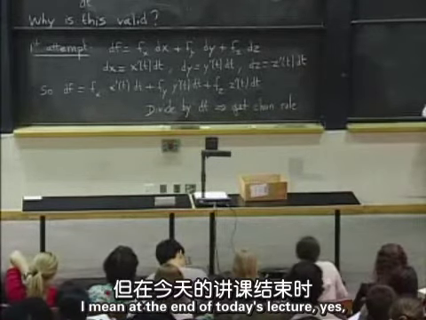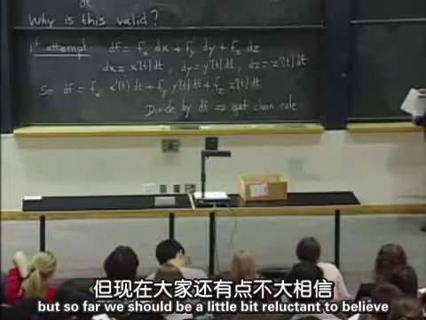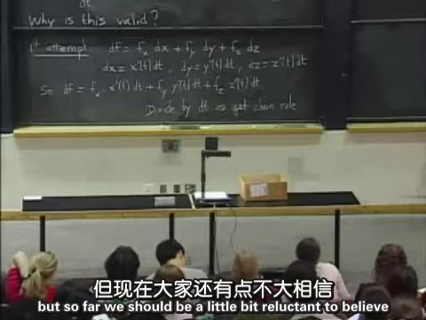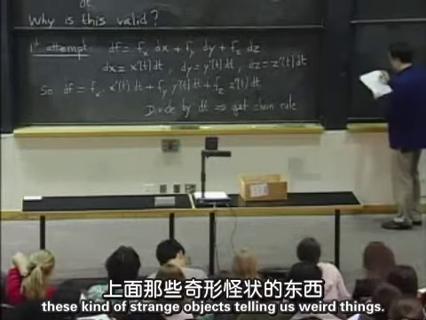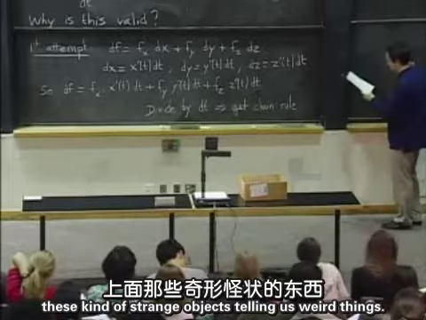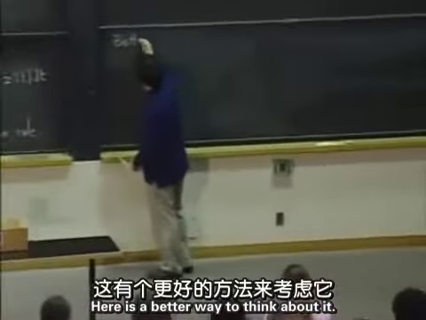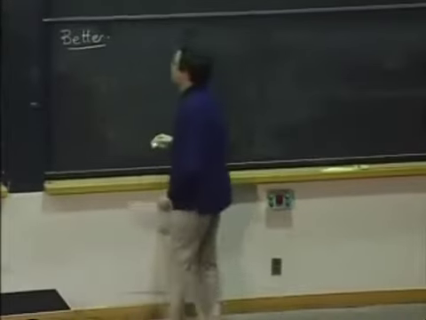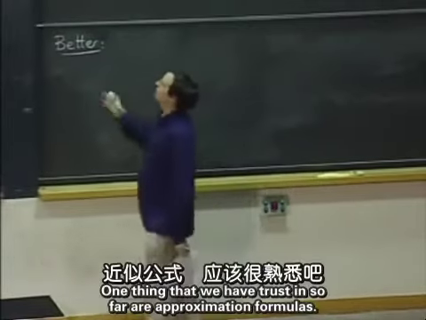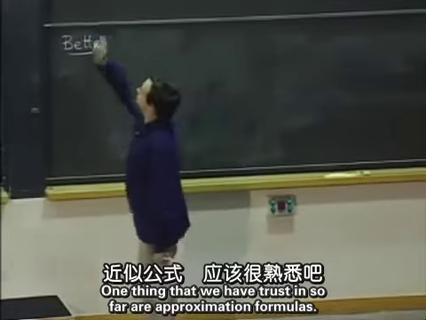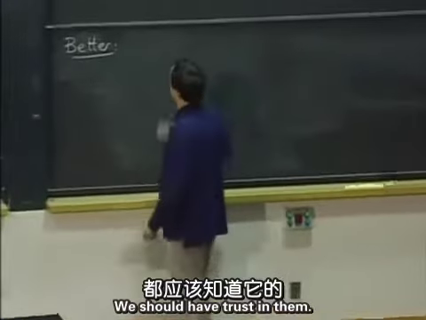I mean, at the end of today's lecture, yes, probably we should believe in them. But so far, we should still be a little bit reluctant to believe this kind of strange object telling us weird things. So here's a better way to think about it. One thing that we have trust in so far are approximation formulas. At least we should have trust in them.